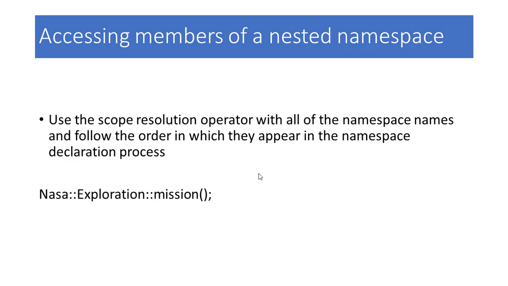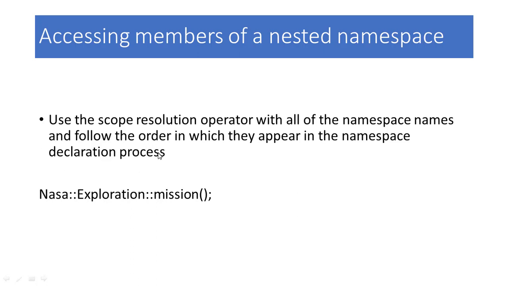Accessing members of a nested namespace. We saw earlier how to access namespace members. But how do we access members of a nested namespace? That is also easy in C++. To do that, you use the scope resolution operator with all of the namespace names and follow the order in which they appear in the namespace declaration process.